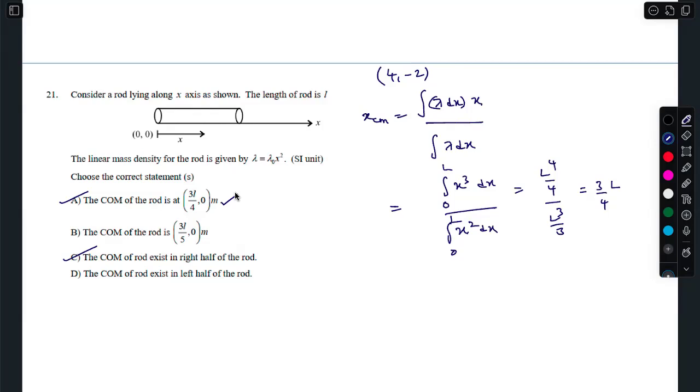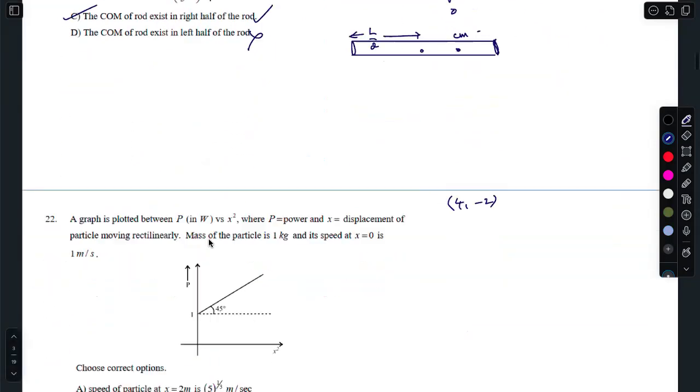See, 3L by 4 is clearly more than half the length of the rod. This is L by 2, but the center of mass is located here. The statement that the center of mass of the rod exists in the right half of the rod is correct. This is a wrong statement. This is a wrong statement. See, the first three questions which I have done are very easy. You can do them comfortably. Next question.